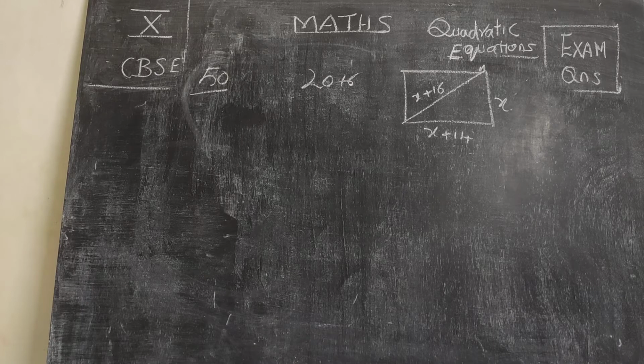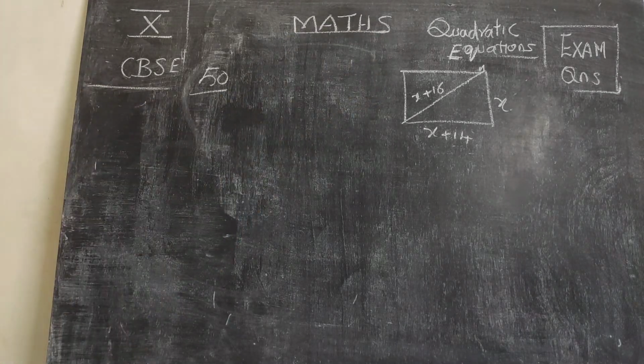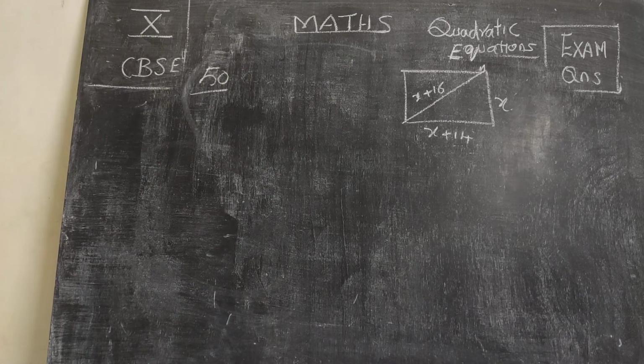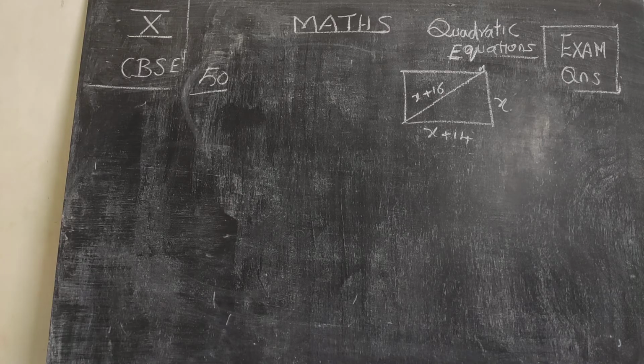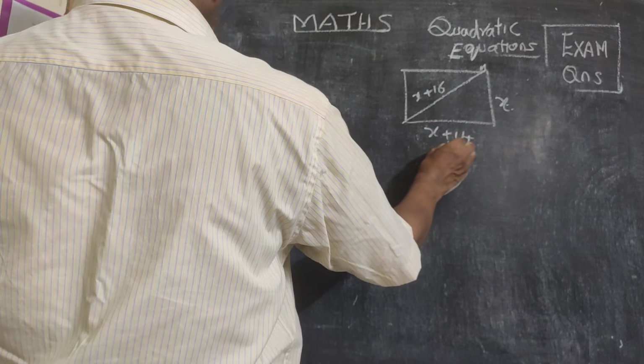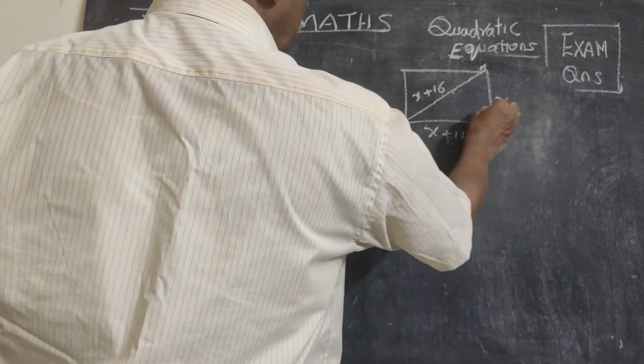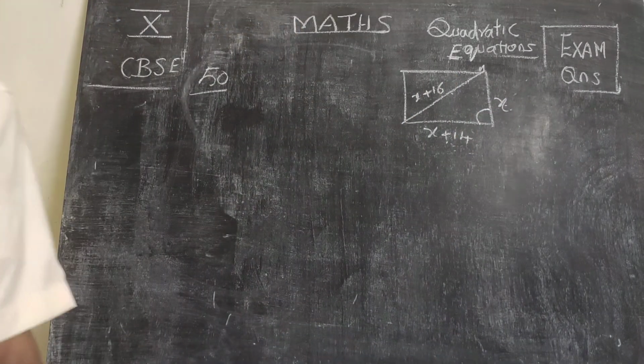Question number 50. Asked in board examination of 2016. What is given? Diagonal of a rectangular field is 16 meters more than the shortest side. The larger side is 14 meters more than shorter side, then find the sides. Let the shortest side be x. Therefore, the larger side is x plus 14, 14 meters more than the shorter side. And the diagonal is 16 meters more, therefore this is x plus 16. We know this is 90 degrees, therefore we can apply Pythagoras theorem.